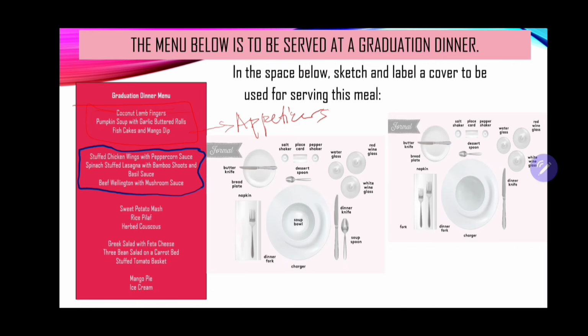Now a main course is made up of the protein, the carbs, and the vegetables, right? Down here we see sweet potato mash, rice pilaf, herbed couscous. What you notice about all of these items is that they are starch, right? So we could call them our carbs. Those are the carbs dishes. And then we have Greek salad with feta cheese, the 3-bean salad and carrot, and the stuffed tomato basket. These are the veg options, right? So these are the vegetable options. Up here, as I said before, is our protein options. All right.